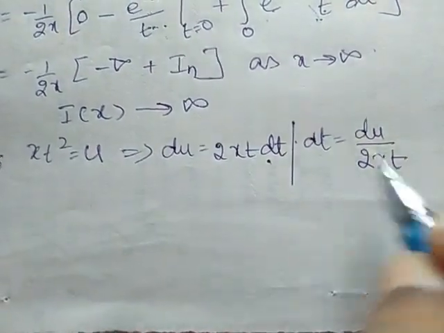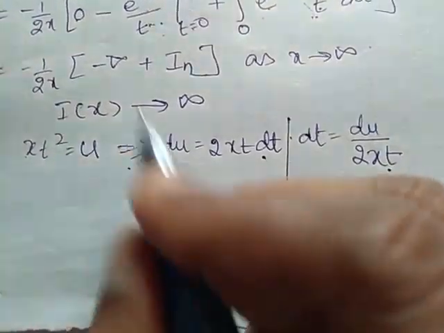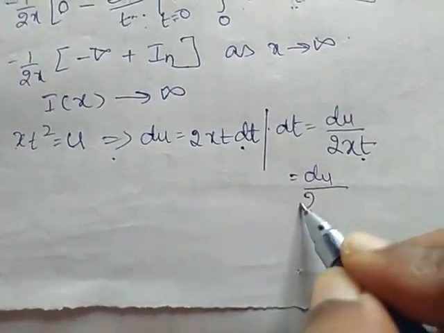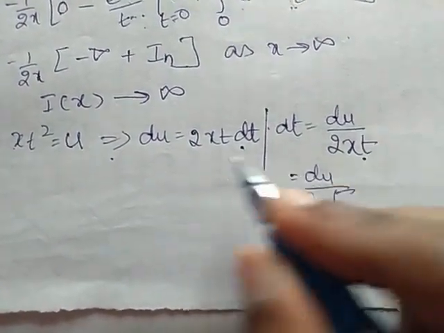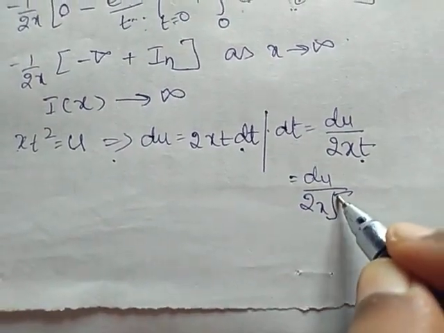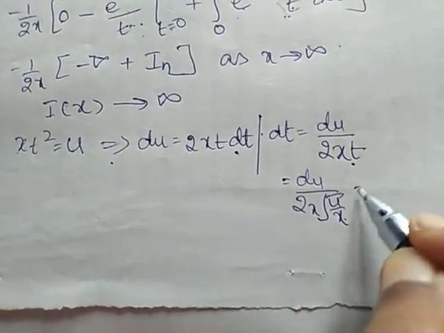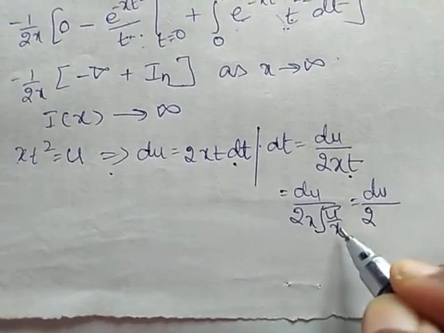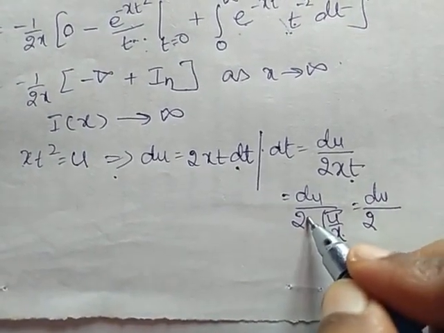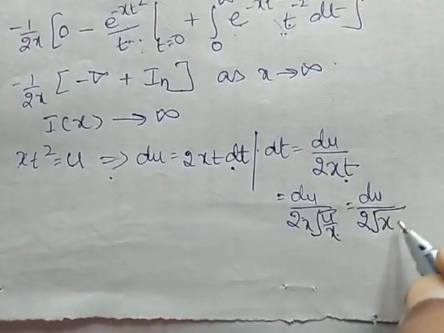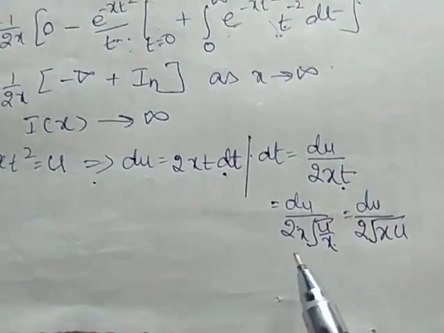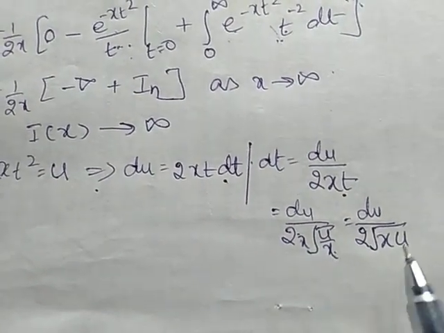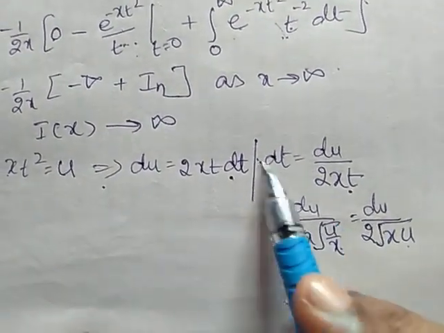So what is t? t is the square root of u by x, so dt is du by 2x times the square root of u by x. The 2 root x will get cancelled, so I'll get root of xu. See, x can be written as root x into root x, so one root x will get cancelled, leaving root x into u. We got the value of dt.